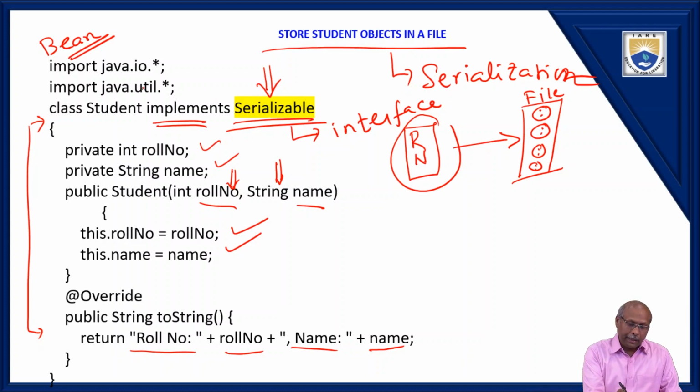This Serializable interface is a part of the IO package. Once it is serialized, then you can store it. If it is not serialized, you cannot store it.